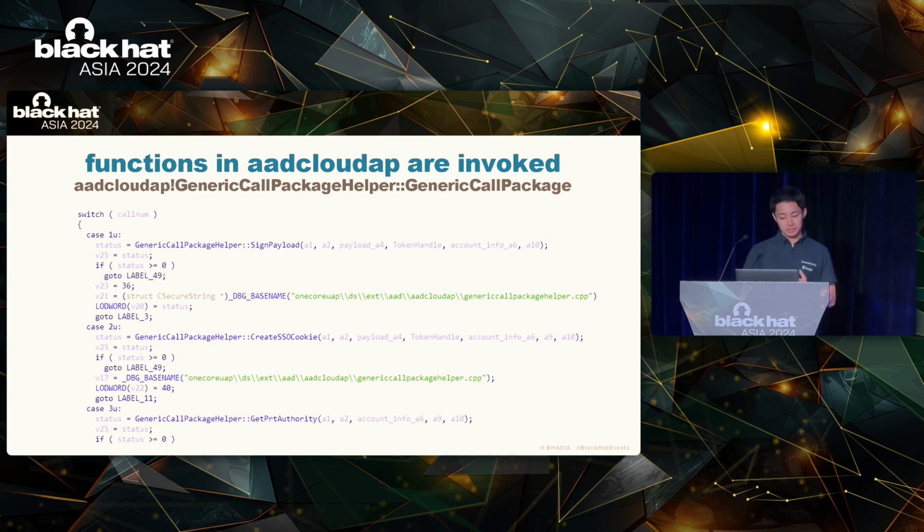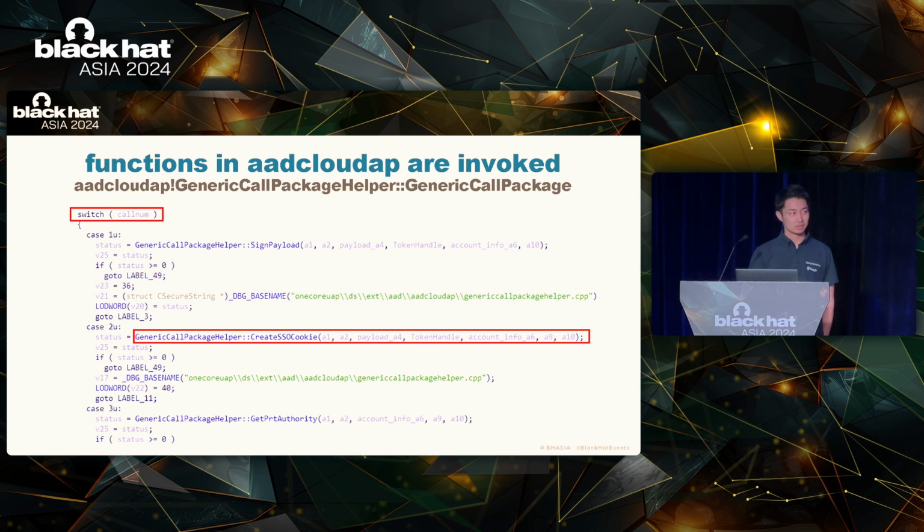And finally, the Azure AD plugin handles the JSON data inside this function. And inside this function of the Azure AD plugin, there is a switch statement. Based on the call number of the JSON data, one of the functions inside the Azure AD plugin is executed. And this time, the call number in JSON is 2. So the CreateSSOCookie function inside the plugin is executed. And then this function returns the PRT cookie of the logged on user.